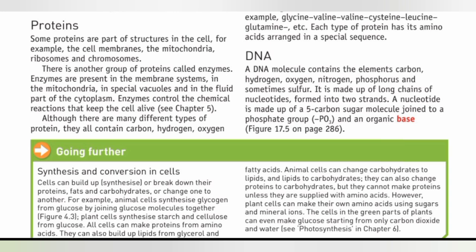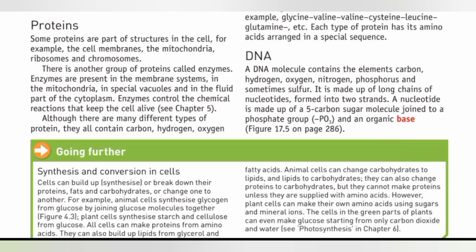Now we discuss the elements that are present in proteins. Proteins contain several chemical elements. The main elements present in proteins are carbon, hydrogen, oxygen, and nitrogen. Some proteins also contain another element known as sulfur. This makes proteins slightly different from carbohydrates and lipids, because carbohydrates and lipids do not contain nitrogen, but proteins do. Nitrogen is therefore an important element for protein formation.